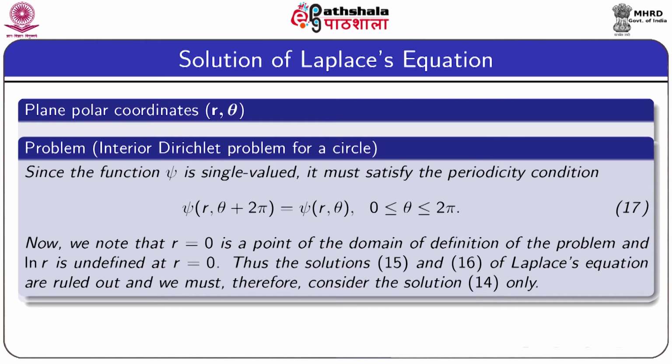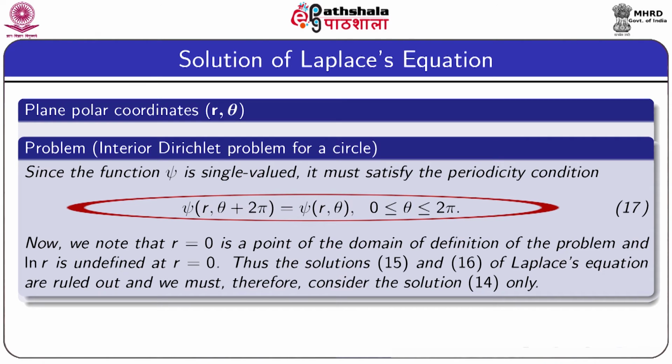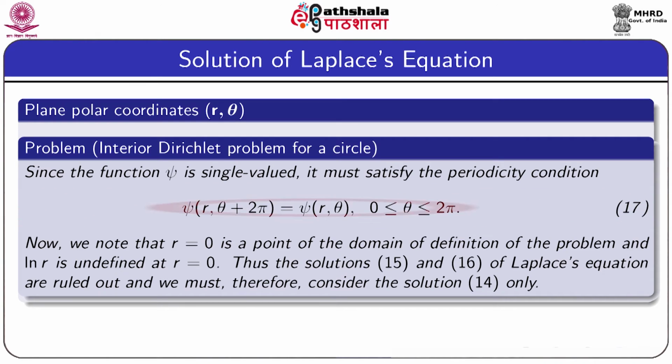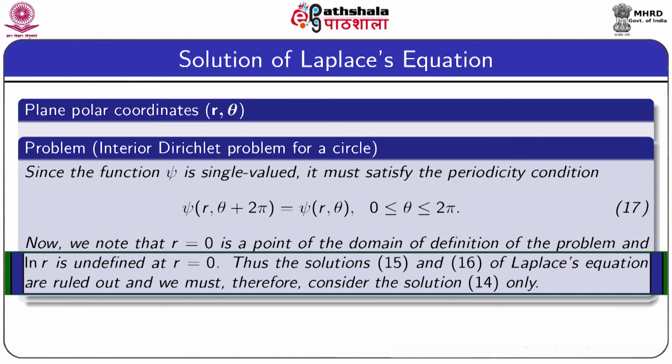Since psi is a single valued function, it will satisfy the periodicity condition, that means psi r theta plus 2 pi must be equal to psi r theta for 0 less than equals to theta less than equals to 2 pi. Now, we note that r equals to 0 is a point of the domain of definition of the problem, and we know that log is undefined at r equals to 0.